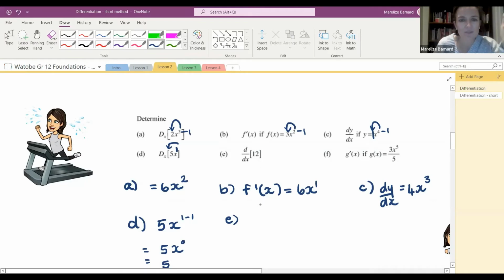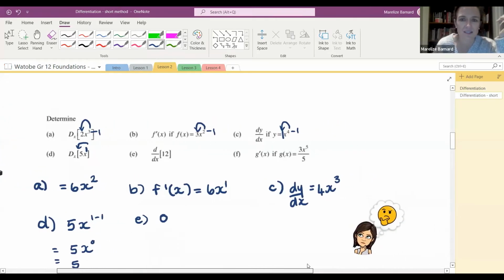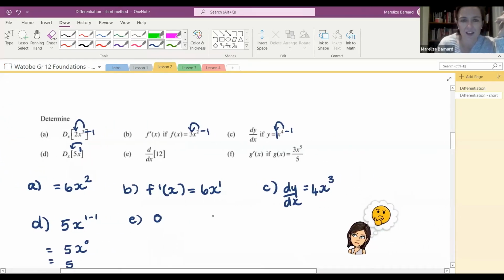What happens when we differentiate a constant number? It just goes to 0. So E's answer is 0. Okay, let's see who is awake for question G, as we start, question F, as we start warming up. g of x is 3x to the power of 5 over 5. Let's take 2 minutes. Give it a go. Post your answer in the chat.